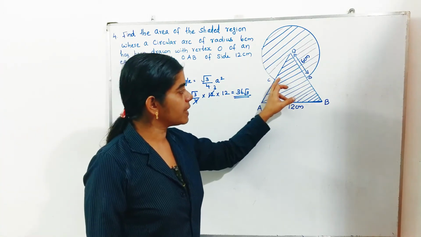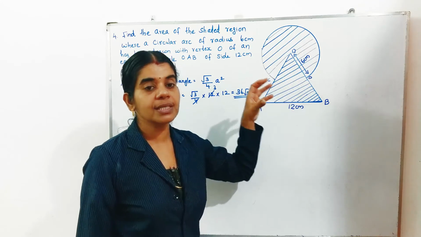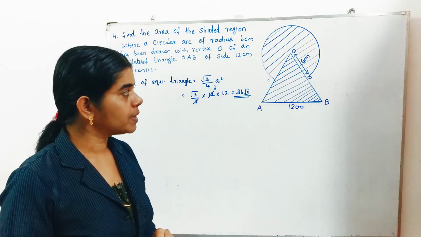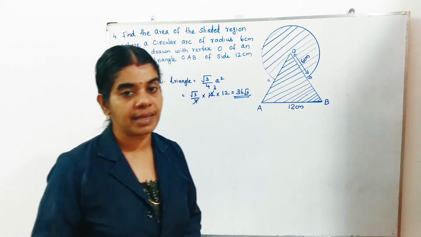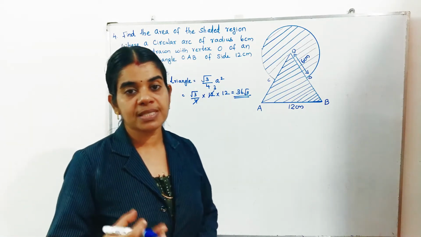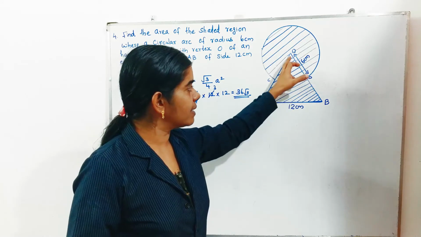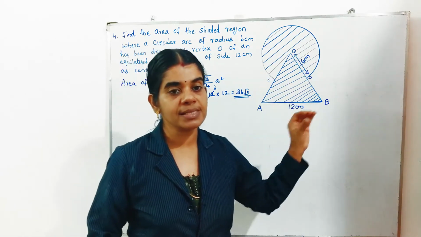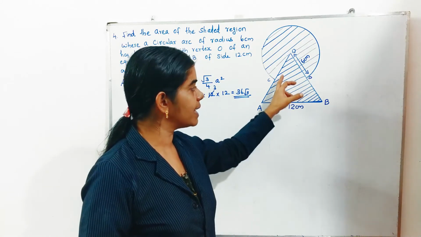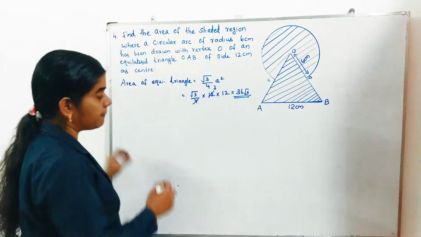Then next we can find this common part area, that will be in the form of a sector. For an equilateral triangle, you know that all the angles will be 60 degrees. So 60 plus 60 plus 60. So this angle O will be 60 degrees. So 60 by 360 into pi r square, you will get the area of the sector OCD.